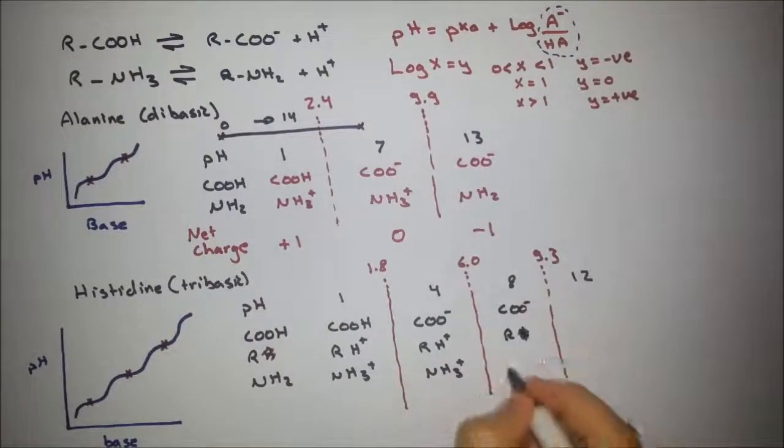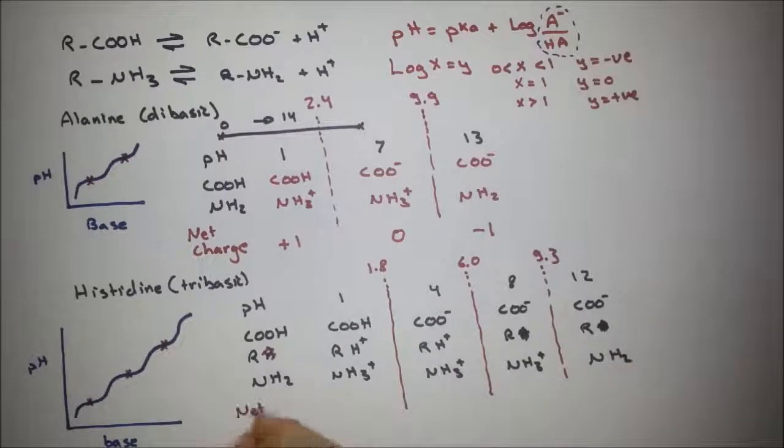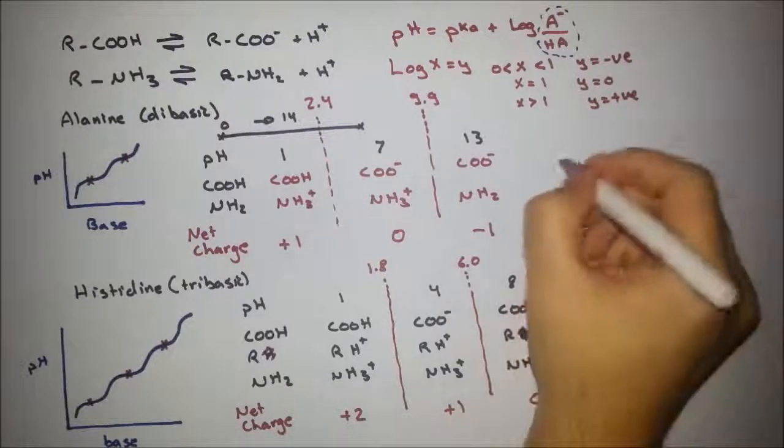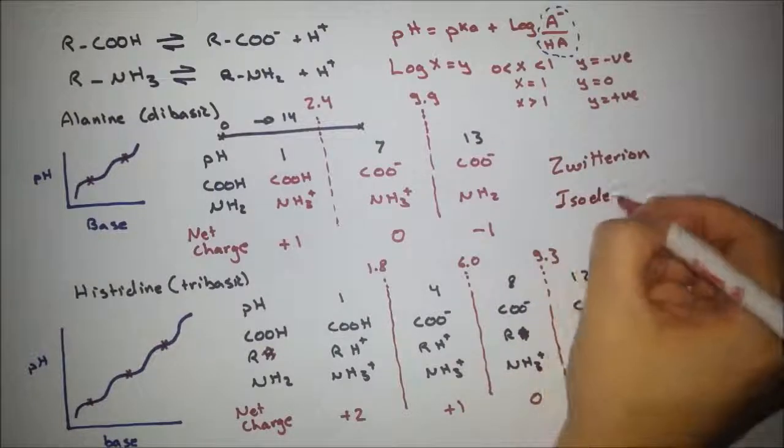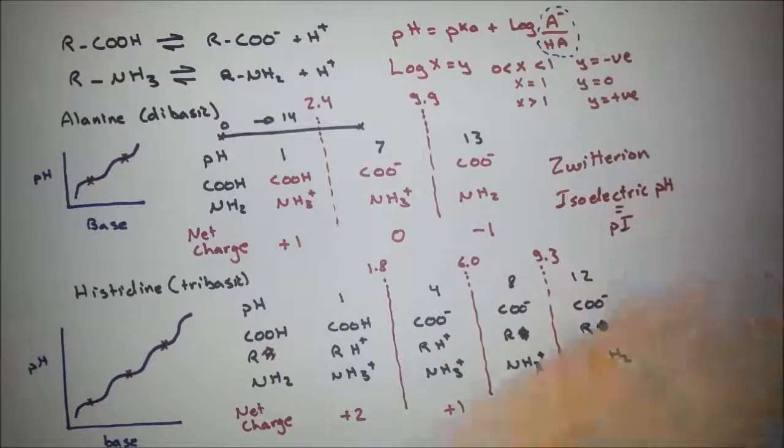Here we'll do the same as what we have done with alanine. What matters again is the net charge. When the amino acid bears no net charge, it's called a zwitterion, and the pH of the medium is called the isoelectric pH, or simply pI.